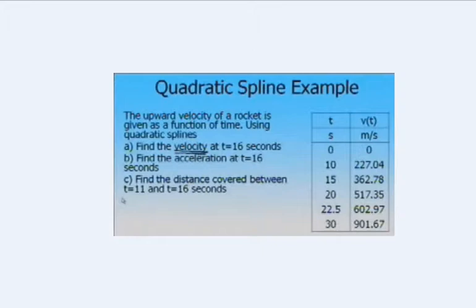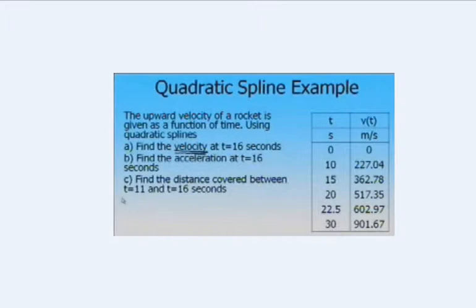As you can see, the problem is stated in front of you. The upward velocity for a rocket is given as a function of time using quadratic splines. We are given time and velocities. These are the times and these are the velocities at those particular times. We need to find the velocity, acceleration and distance covered.